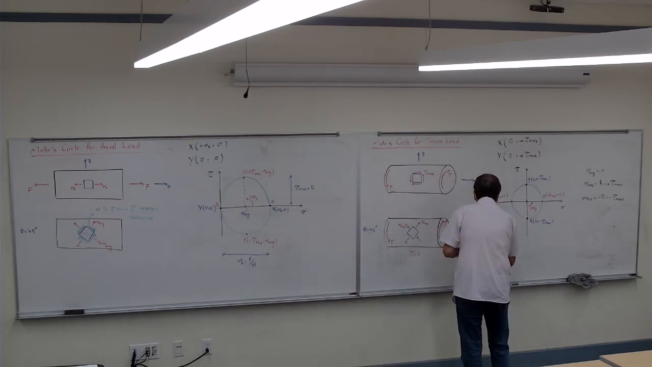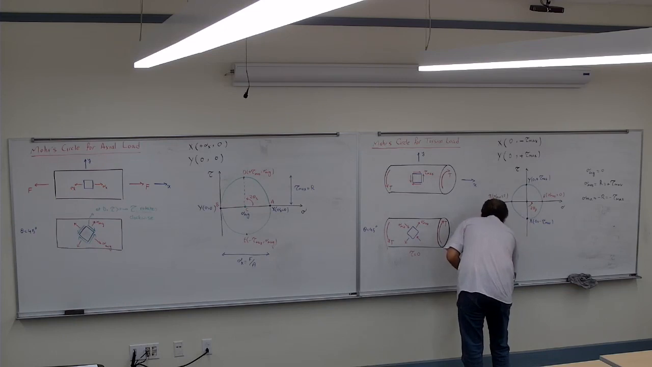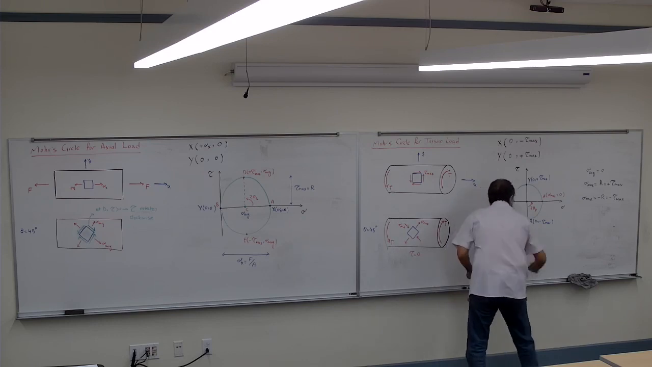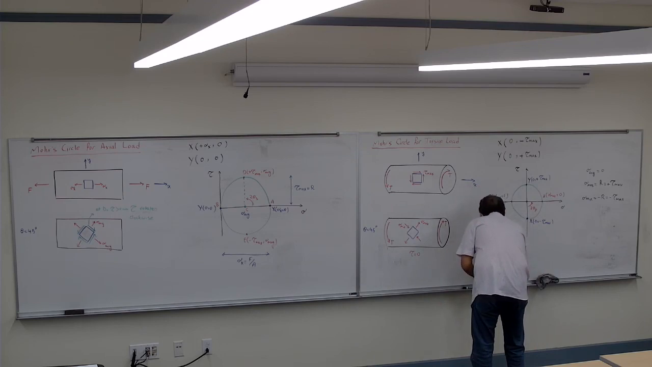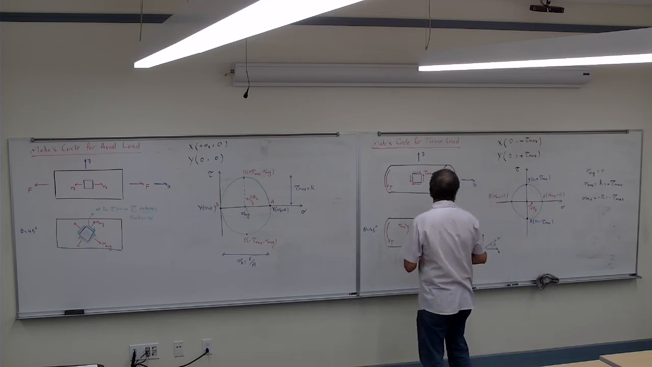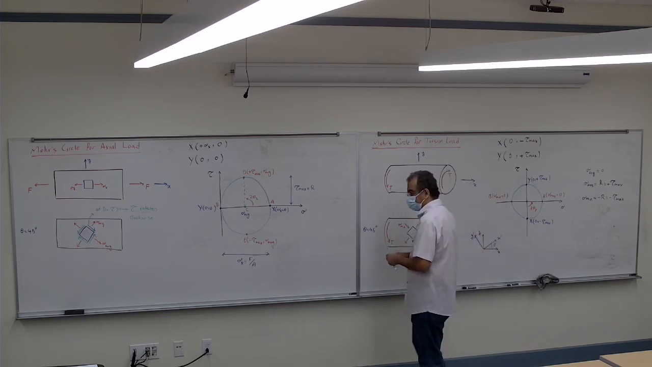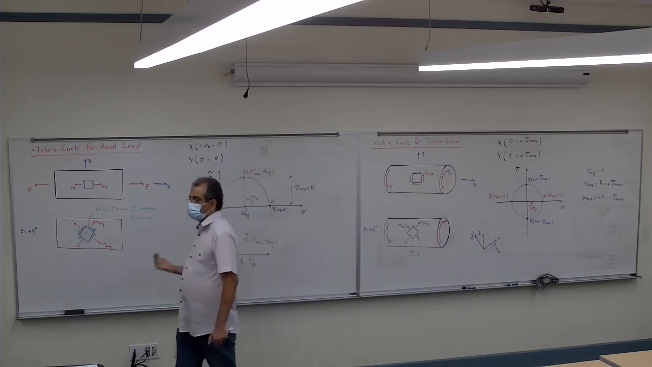We originally were at x and y, and then we rotated to x prime and y prime. Just in case, that is the theta. So any question about these two cases?